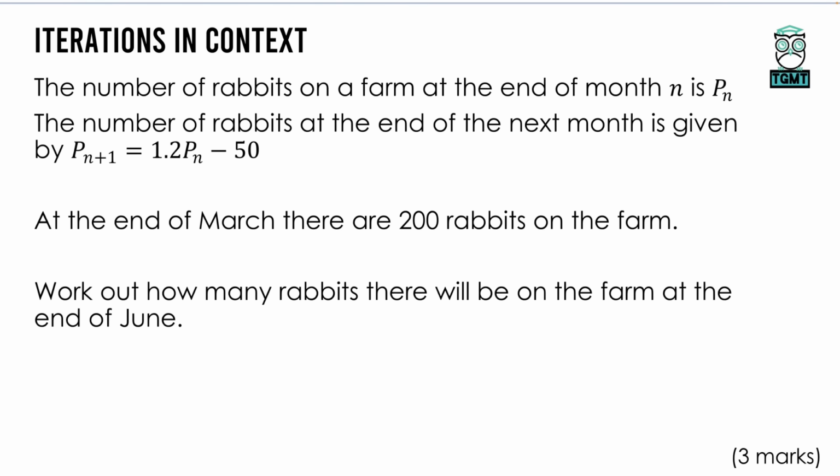So it says at the end of March, there are 200 rabbits on a farm. Work out how many rabbits there will be on the farm at the end of June. So we have the end of March, we then have April, we then have May, and we then have June. And this is referring to the end of the month.